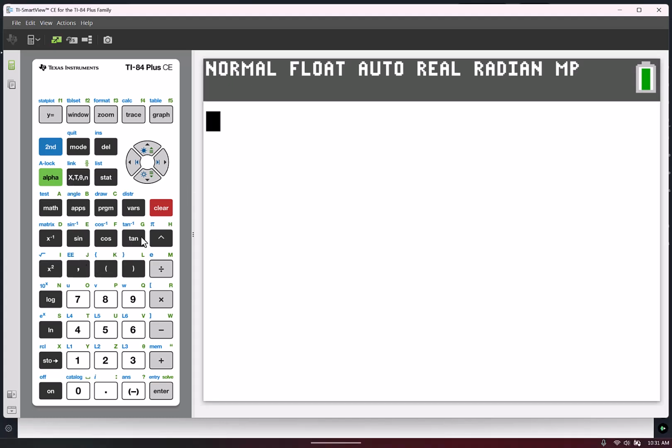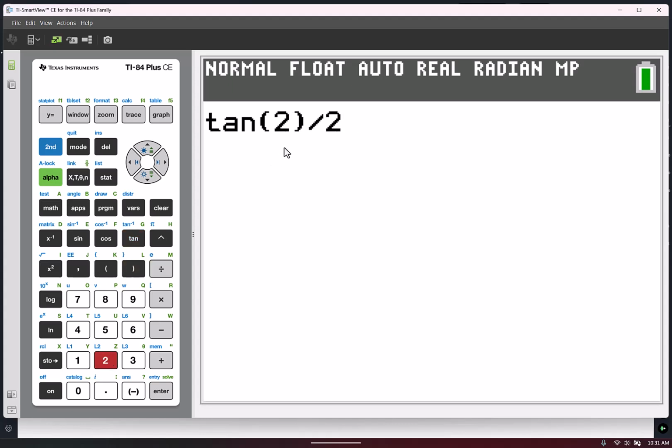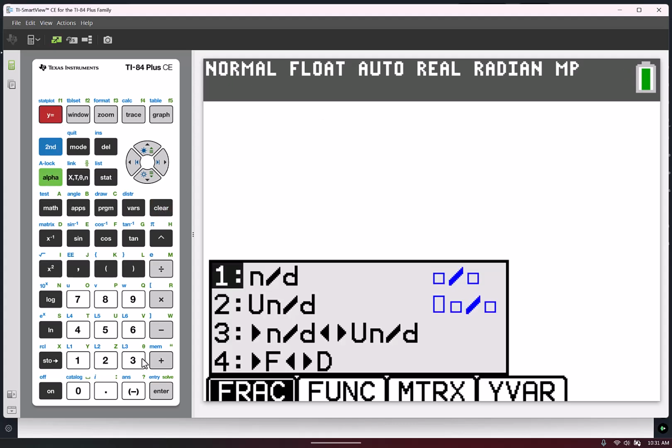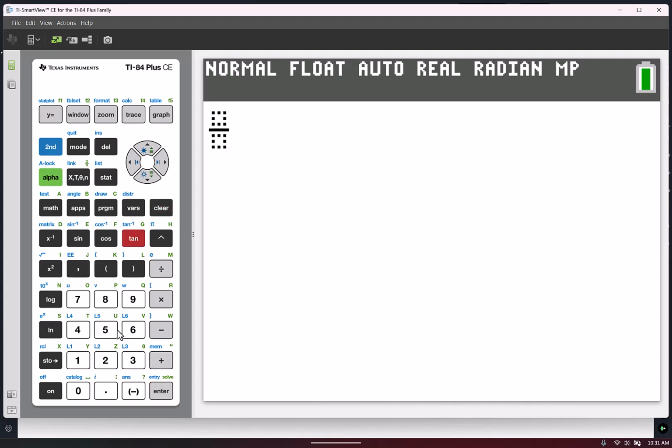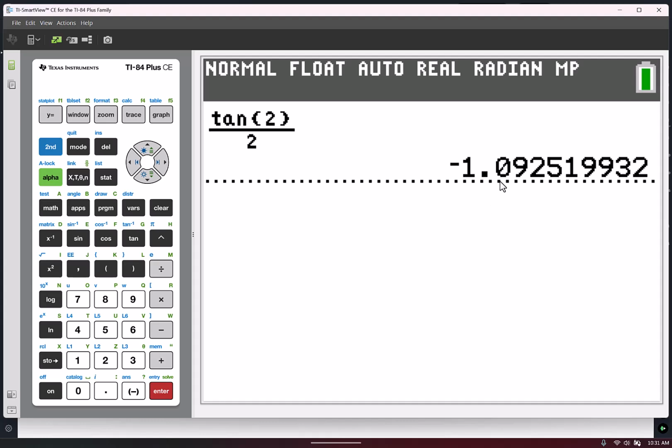So here we go. I'm going to type tan 2 divided by 2. Since I just have one term, I just did that. You know what? Now let's have better habits. Alpha y equals, enter, tan 2. That way we'll never get it wrong. Divided by 2, enter. And there it is.